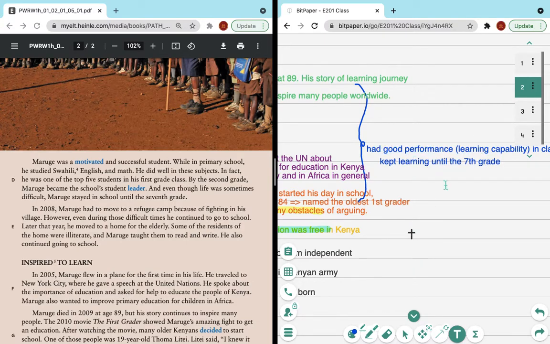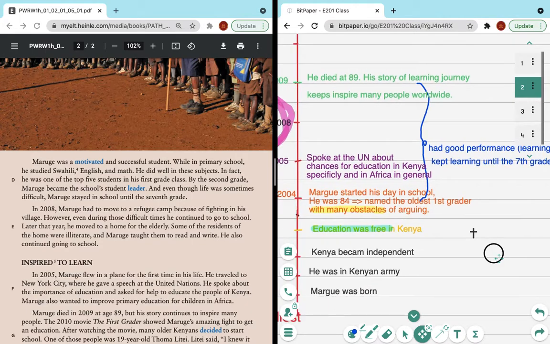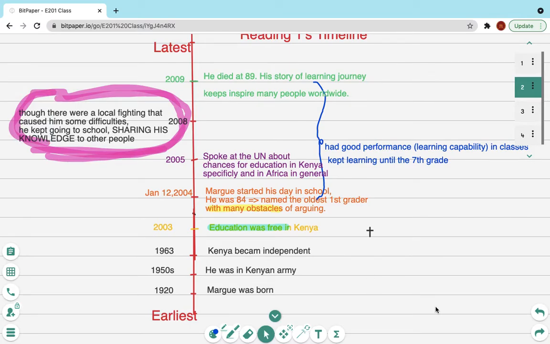Alright, so it is supplementary information for the years from 2004, when was his first day in school, up till 2009, when he ends his life, and also his learning journey. So I've done the outline for the reading time slide, but for the whole timeline, we have many events to consider as the main events in Margaret's life.